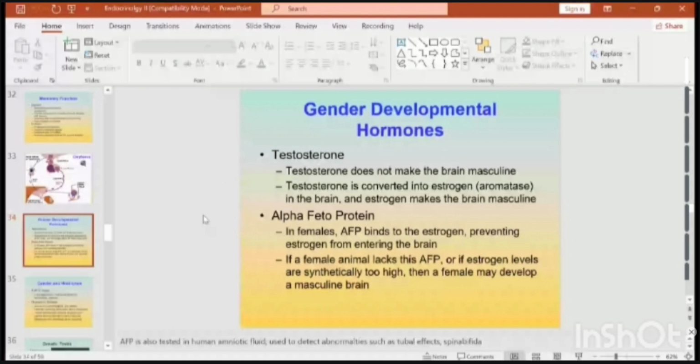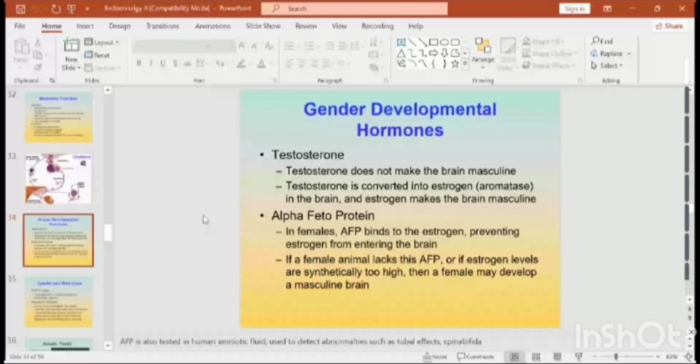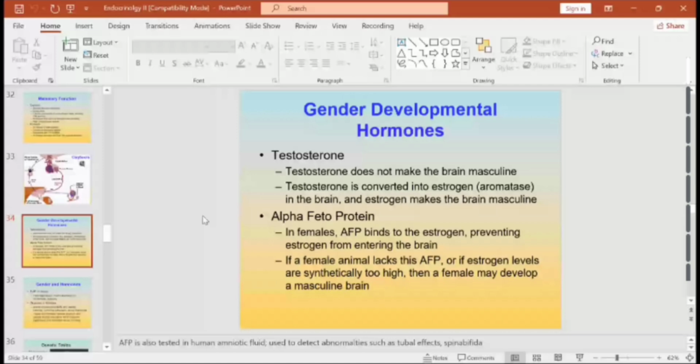Okay, what will happen then, given that females have the highest level of circulating estrogen and they don't have the masculine features? Females have another protein called alpha-fetoprotein, and the alpha-fetoprotein binds to estrogen. And once it binds, it prevents estrogen from entering the brain, and this causes the female to lack the masculine effect in the brain.